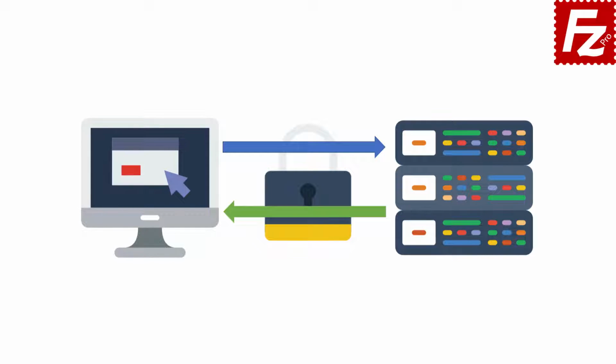SSH is a protocol that provides a secure channel in a client-server architecture. SSH uses public key cryptography to authenticate the server. To authenticate the client, public key cryptography can be used, or alternatively, the client can use a password.